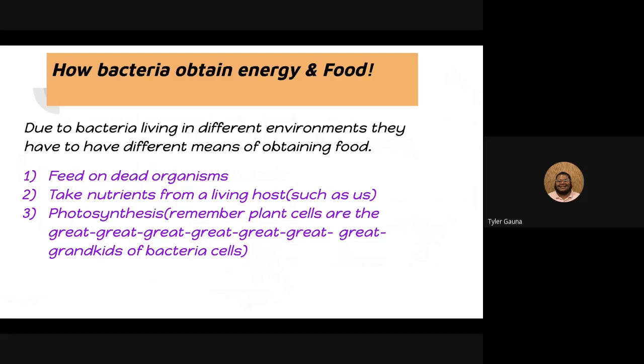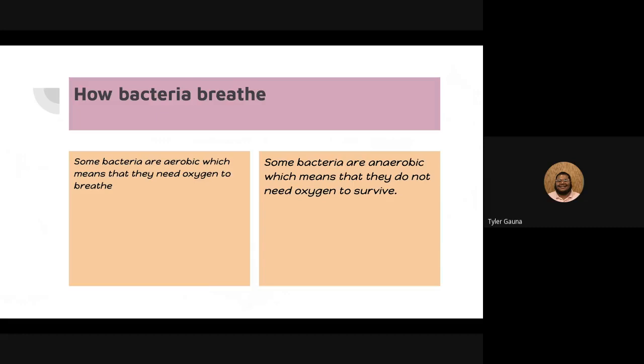You have to remember that plant cells are the great-grandkids of bacteria cells, so some bacteria can still photosynthesize. We've seen this in a few of the videos that we watched. One group of bacteria are aerobic, and then there's another group that's anaerobic. Aerobic means that they need oxygen to breathe. Anaerobic means that they do not need oxygen to survive.